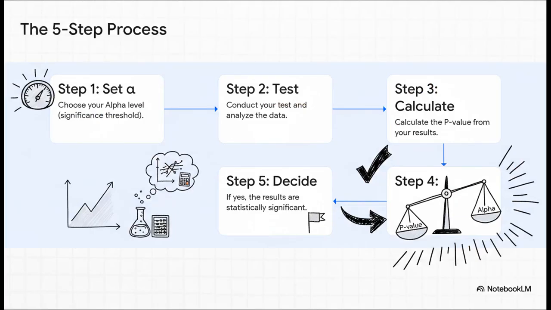And this comparison is the heart of a really clear 5-step process. First, you set your alpha, your significance threshold. Step 2, you run your experiment. 3, you calculate the p-value that comes out of that data. Now, step 4 is the big moment. You compare them. And finally, step 5, you make a decision. If your p-value is smaller than or equal to your alpha, you've crossed the threshold. You can declare your results statistically significant.